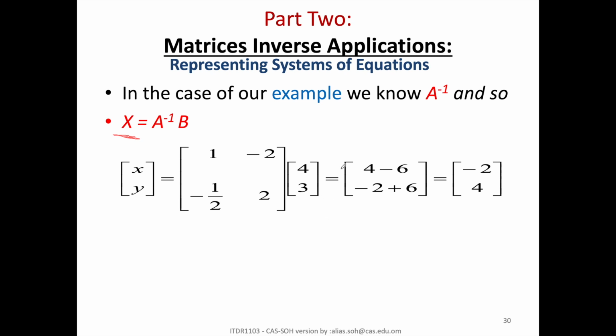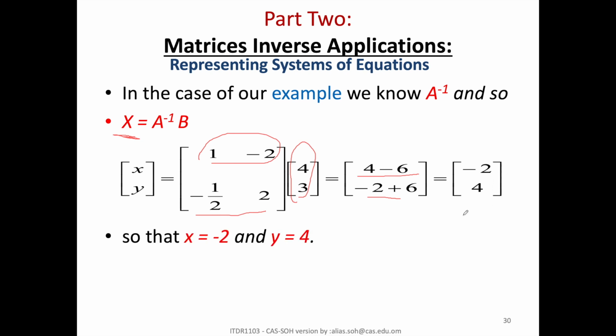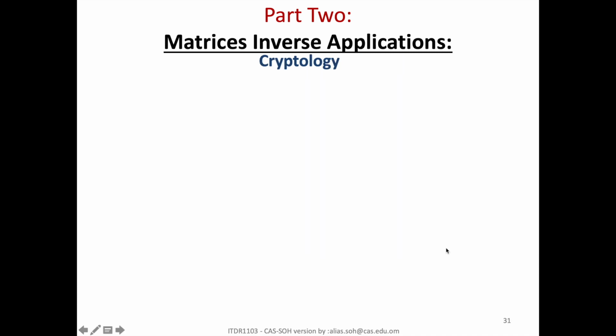All right. So taking the first row, multiply by the column, getting the first entry. Then the second row by the column, getting the second entry. And we got the result as -2 and 4. Now, x is equal to -2 and y is equal to 4. And here we saw the use of inverse in solving a system of equations.